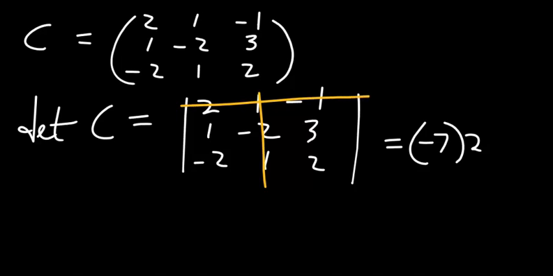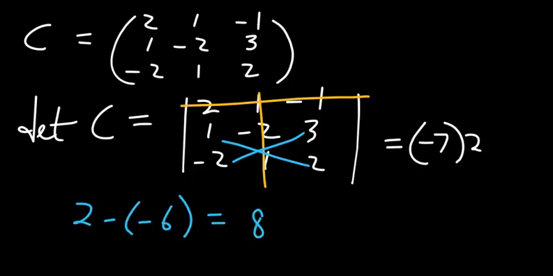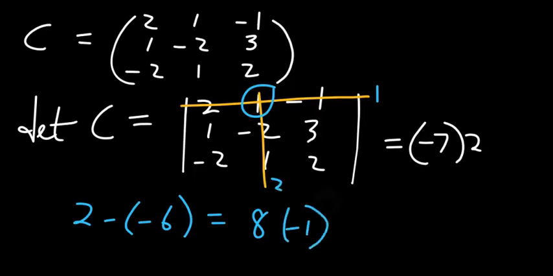Now let's move on to the second element in the row, which is 1. We are left with a 2 by 2 matrix. Let's determine the determinant of that. That is 2 minus minus 6. So 2 minus minus 6. That is an 8. What is the parity of this number 1? It occupies row number 1, but column number 2. So its parity is minus 1 raised to the power 1 plus 2. So you get minus 8.